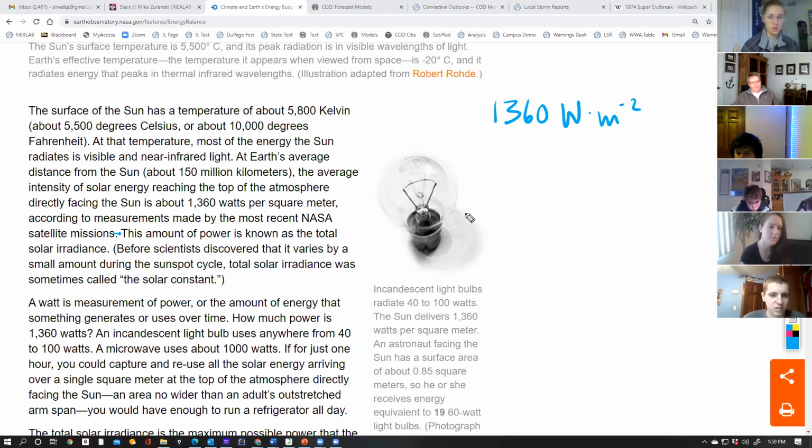Before scientists discovered that it varies by a small amount during the sunspot cycle, total solar irradiance was sometimes called the solar constant. Oh, so we thought this was a constant, but the sun gives off sunspots. An active sun has a lot of sunspots, which means it's giving off more radiation. If it's not giving off sunspots, it's cooler. Do you think that impacts the weather? Seems reasonable.